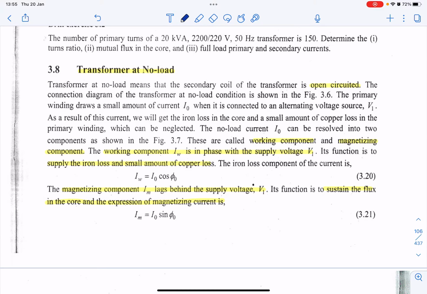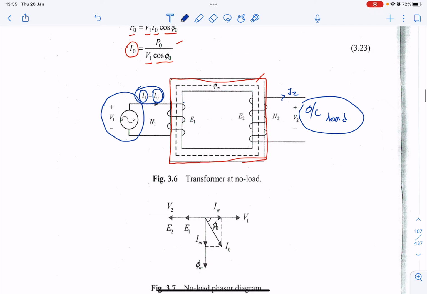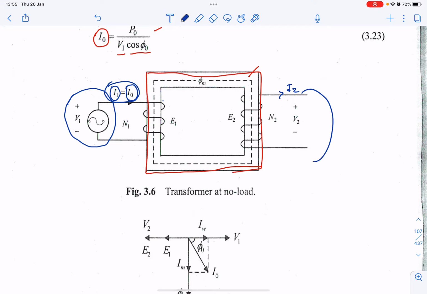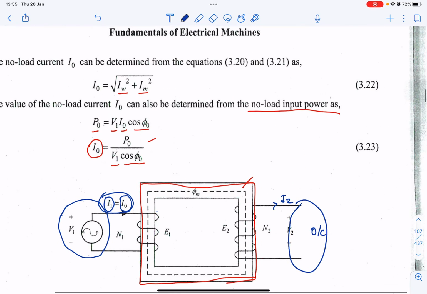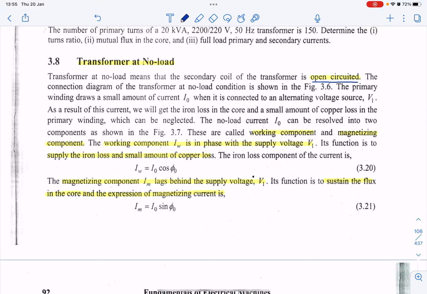So what does it mean by transformer at no load? As you can see in figure 3.6, this is the transformer at no load, where the secondary side of the transformer is open circuit. There is nothing connected here. So this is the condition where the transformer is open circuit. The connection diagram of the transformer at no load condition is shown in figure 3.6.